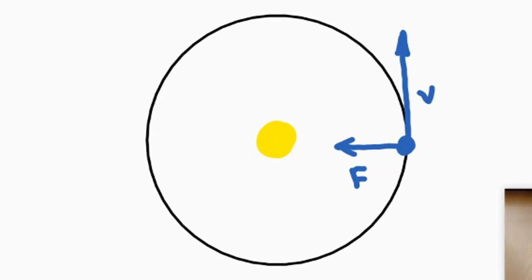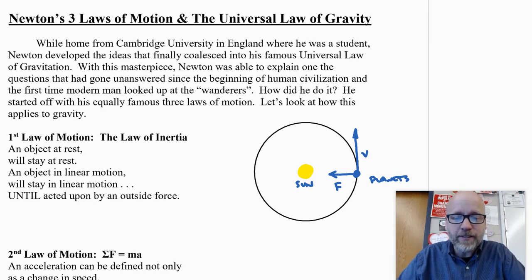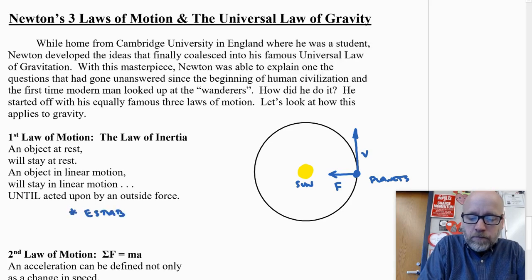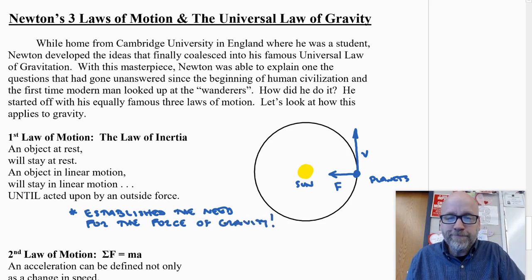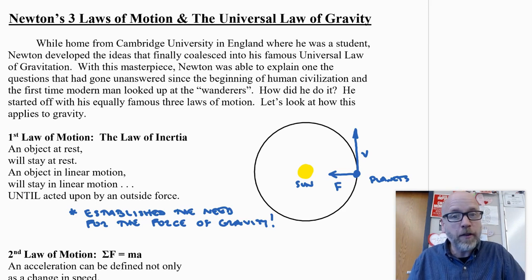Basically, what he is saying is that the planets are orbiting our sun because otherwise they wouldn't orbit unless there's a force of gravity acting on them. So essentially, it established the need for the force of gravity. Newton's first law, law of inertia. If the planets are traveling in roughly circular orbits, there must be a force acting on them.